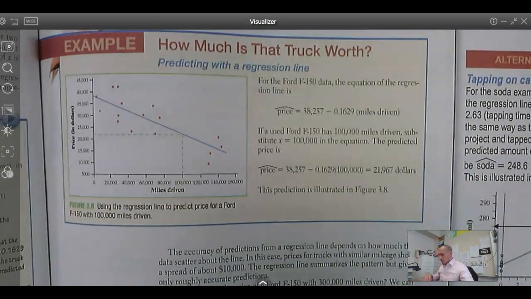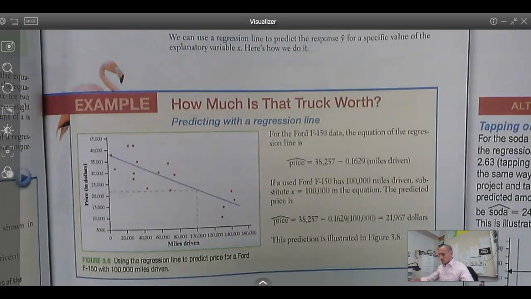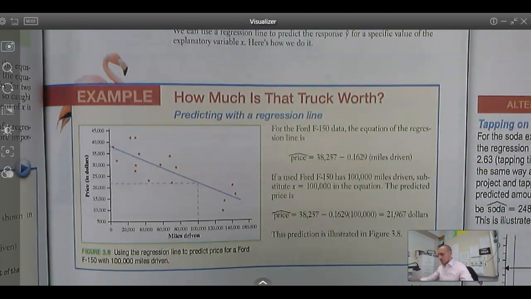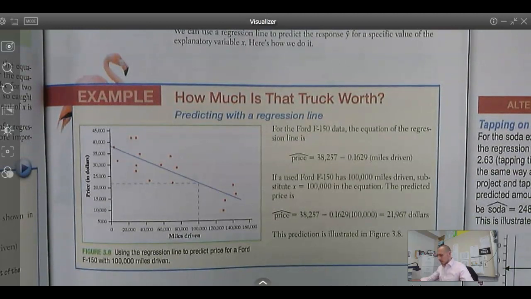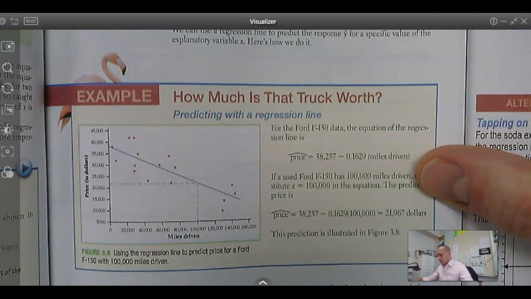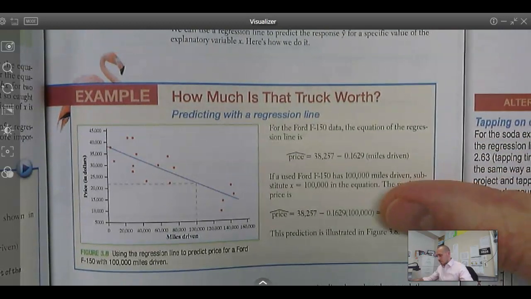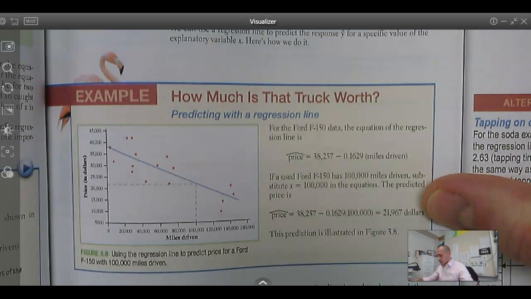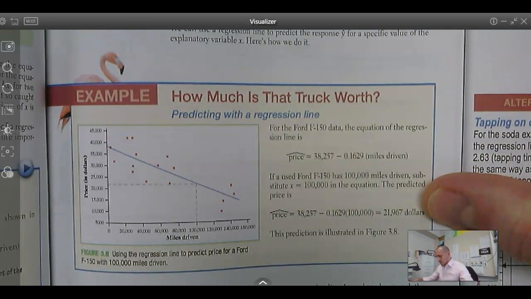All right. As far as making predictions go, in order to make a prediction, you just have to substitute into the least squares regression line equation. So here, if I have a car, or in this case, a truck that has 100,000 miles on it, and I want to predict how much it's going to sell for, plug in 100,000 into the equation. I'm going to get a dollar amount out, almost $22,000. That's going to be my predicted amount.